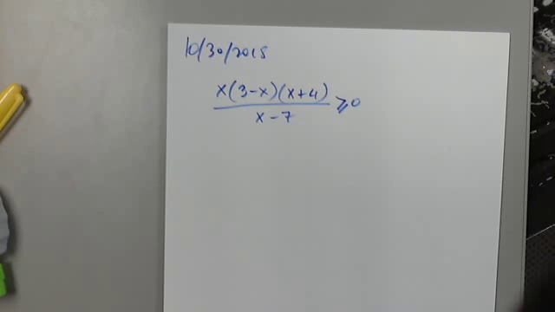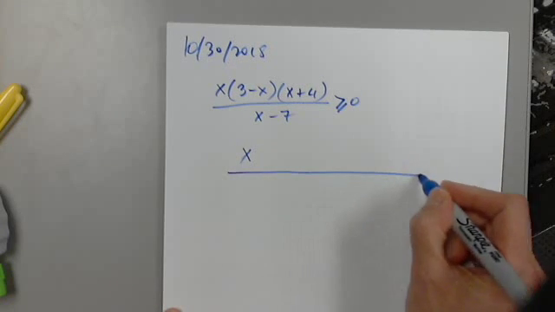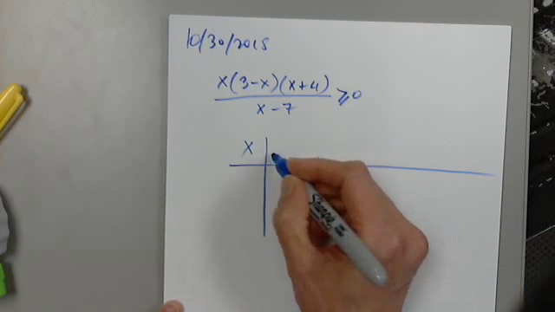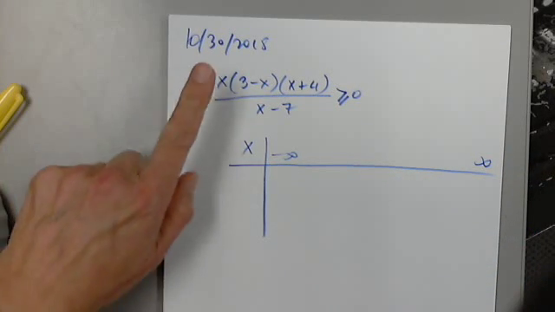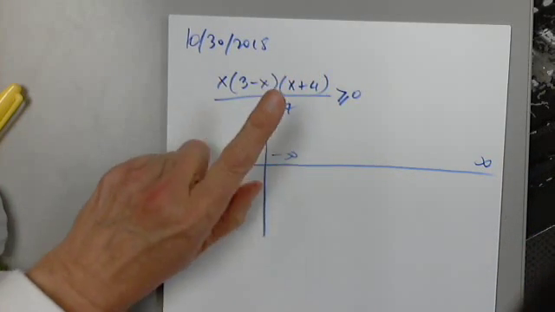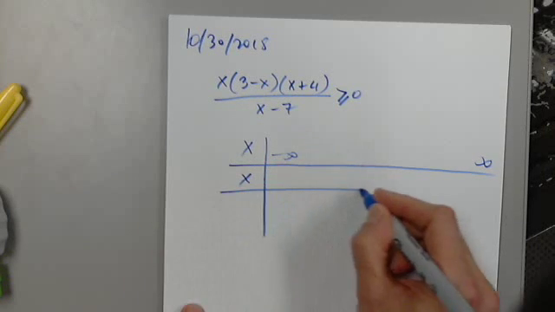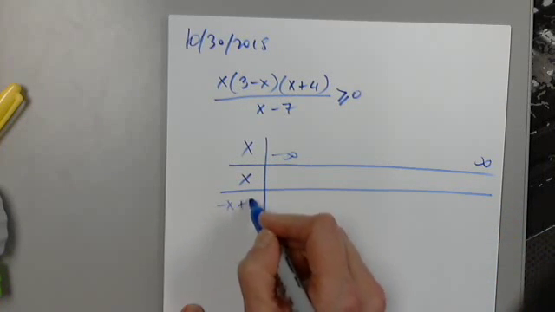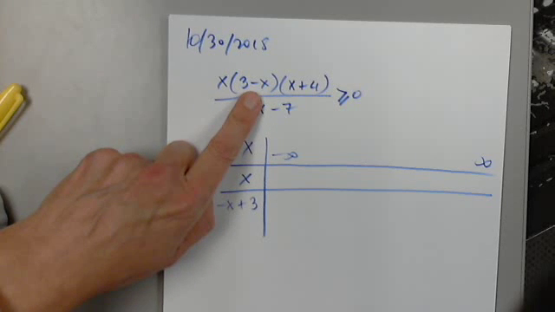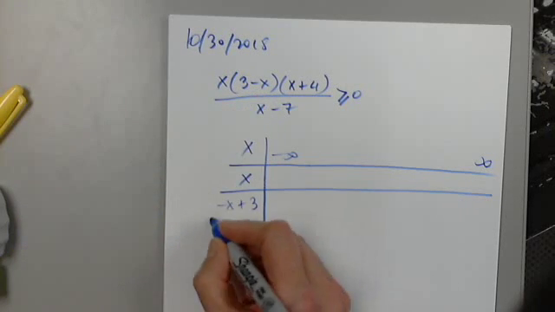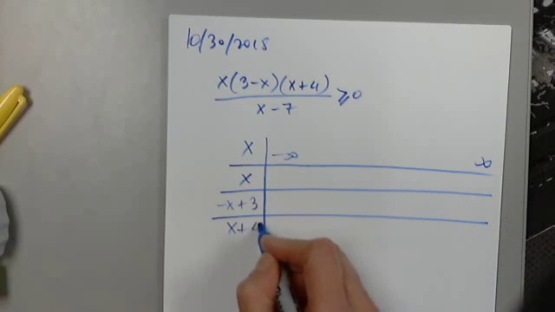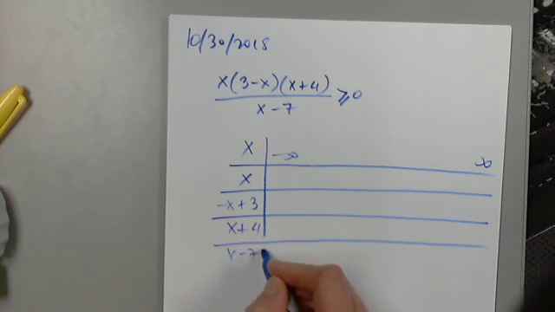So first of all, because it's factored already, I can go ahead and use the table. If it's not factored, then I have to factor it on my own. But it is factored, right? How many factors do we see in this problem? One, 2, 3, 4. So x is the first one. Negative x plus 3. They're trying to trick me. x plus 4. x minus 7.